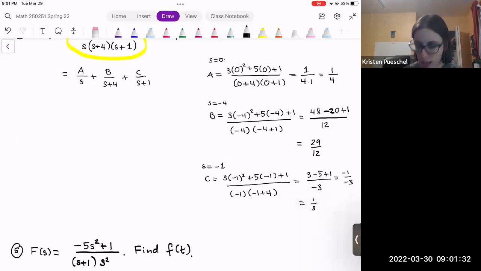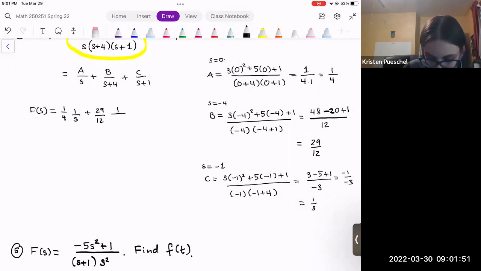Okay. Alrighty. So we found our partial fraction decomposition. So f of s here is equal to 1/4 times 1 over s plus 29/12 times 1 over s plus 4 plus 1/3 times 1 over s plus 1.